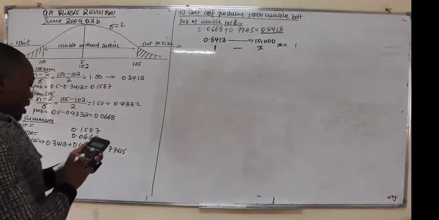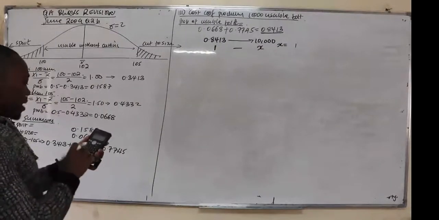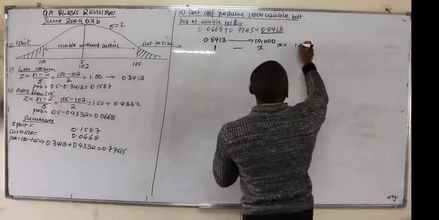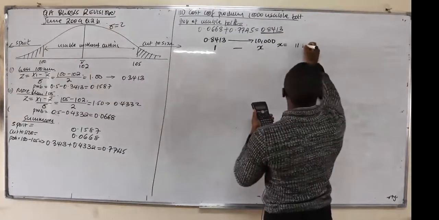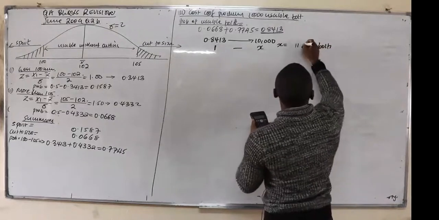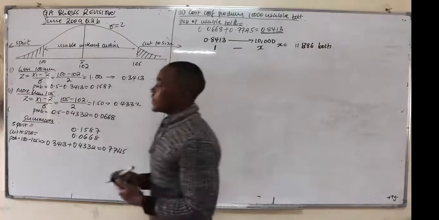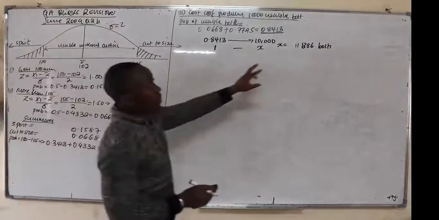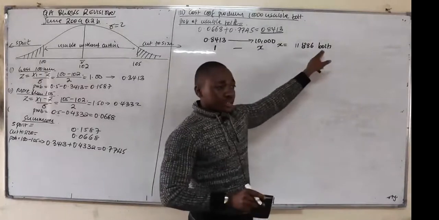So you'll take 10,000 divided by 0.8413. And that means you have to produce 11,886 bolts. Yes. For you to get 10,000 usable bolts, the total production should be 11,886 bolts.